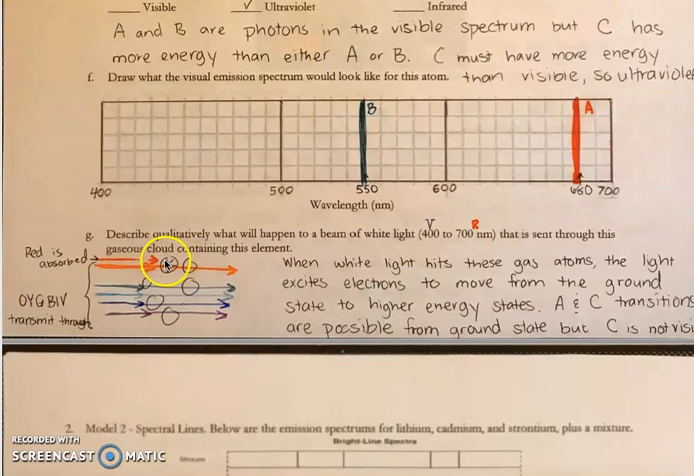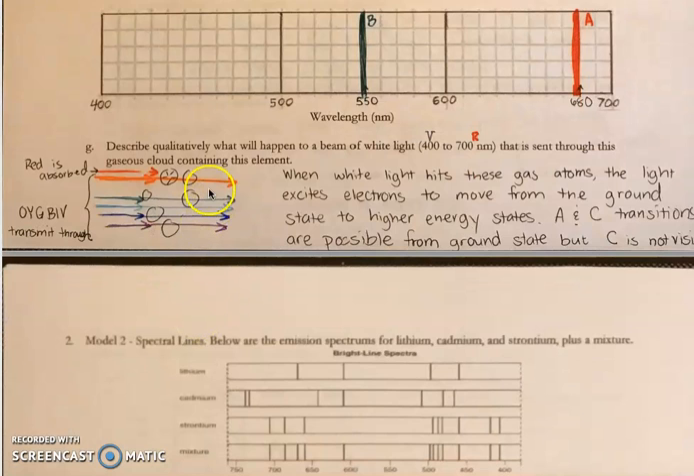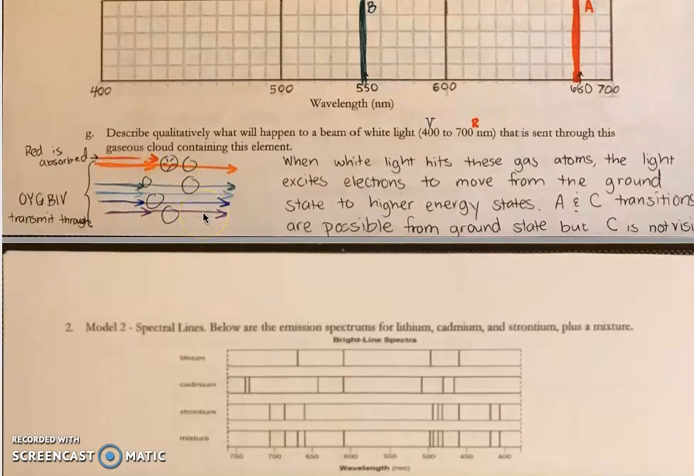So the red light for transition A gets absorbed. This atom that red hit gets excited. That's what the little star is supposed to mean there. It's excited. And all the other colors pass through as if nothing is there. And if that sounds funny to you, keep in mind that most gases are transparent. They might absorb a little tiny bit of light, but most gases are transparent, so that's not new.